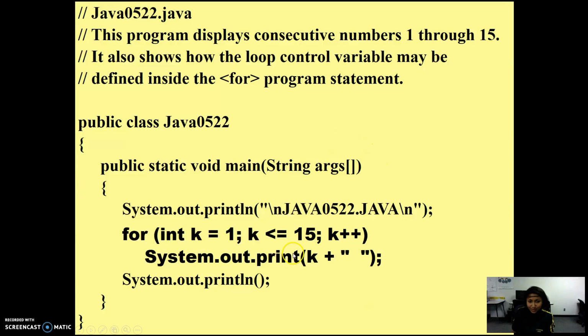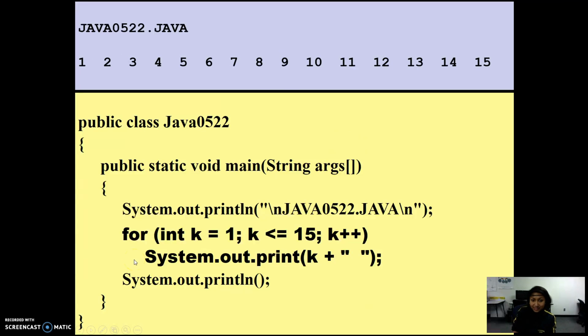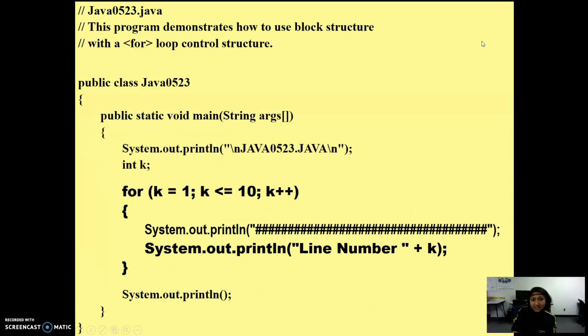Before that, let's look at this one. So k goes from 1 through 15, and this is one statement. And here, again, they're not putting their curly braces for one statement. This is not how we want to do it. We always want our curly braces even if we write one statement or 10 statements. Okay, and this is what you would expect, 1 through 15, and there are spaces between each of these.